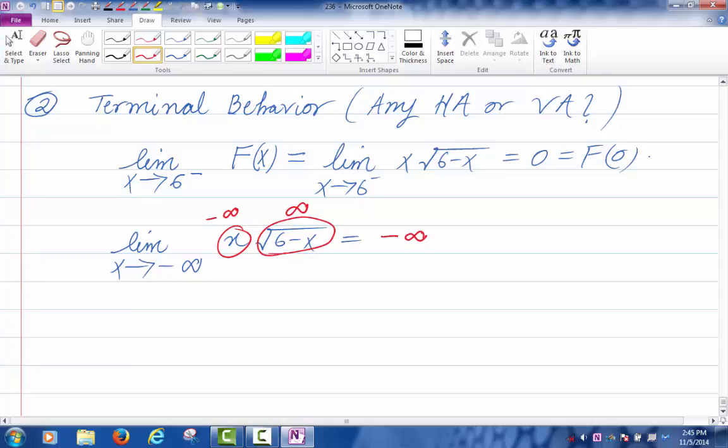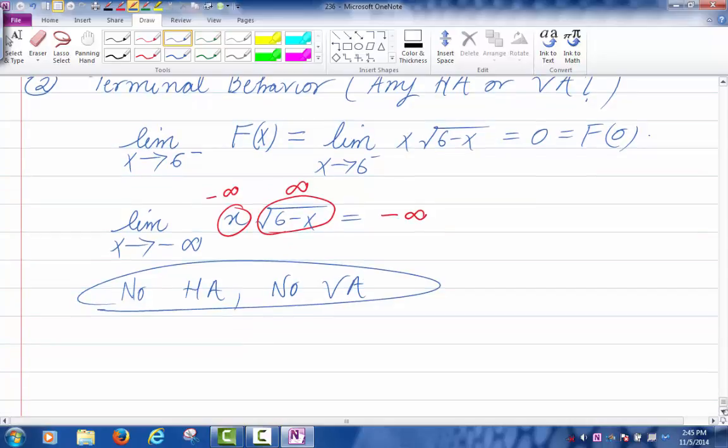Do I have any asymptote? No. If the limit at negative infinity was a number, then I would have a horizontal asymptote. If the limit at 6 was infinity or negative infinity, then I would have a vertical asymptote. But I have none. So in this case we have no horizontal asymptotes, no vertical asymptotes. Okay, so that's step 2.